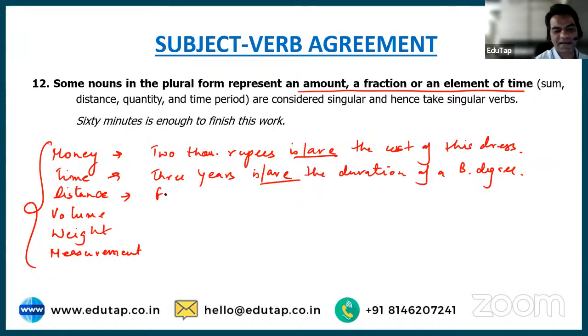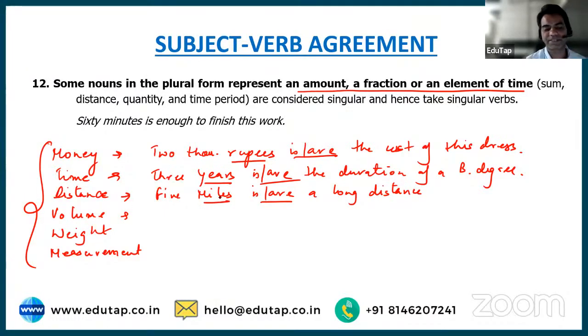Yes, guys, 5 miles is a long walk or are a long walk? Or is a long distance or are a long distance to walk? What do you say, guys? Although I'm using plural nouns, see, rupees, years, miles, they're representing one amount, one volume. Let me put it to you this way: 4 liters of milk is consumed or are consumed every day in my family.